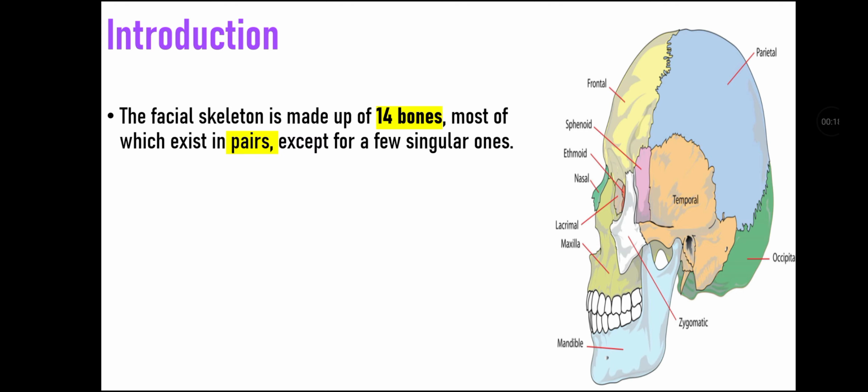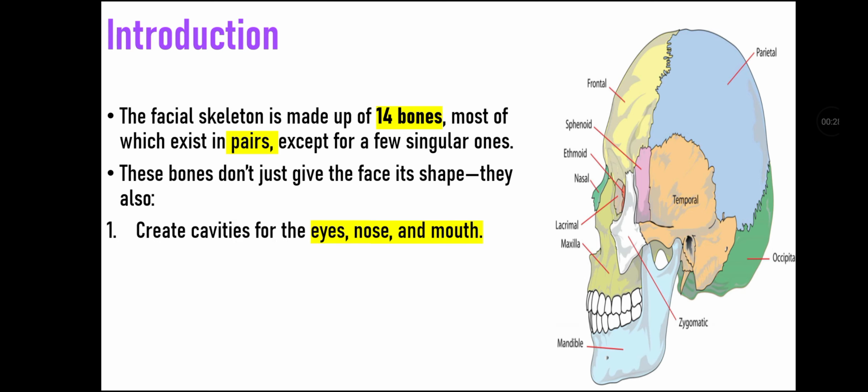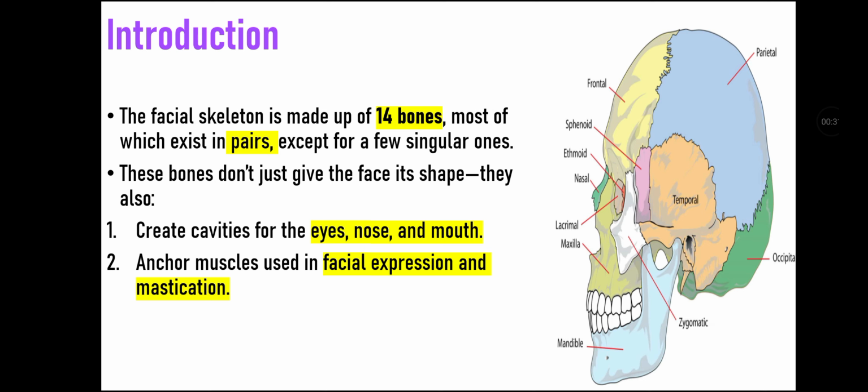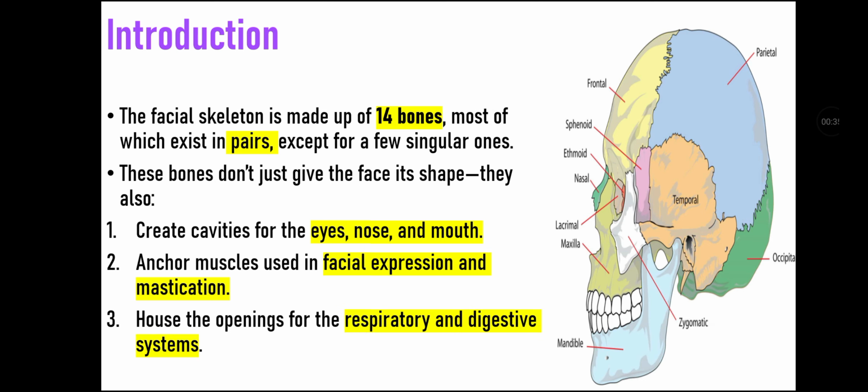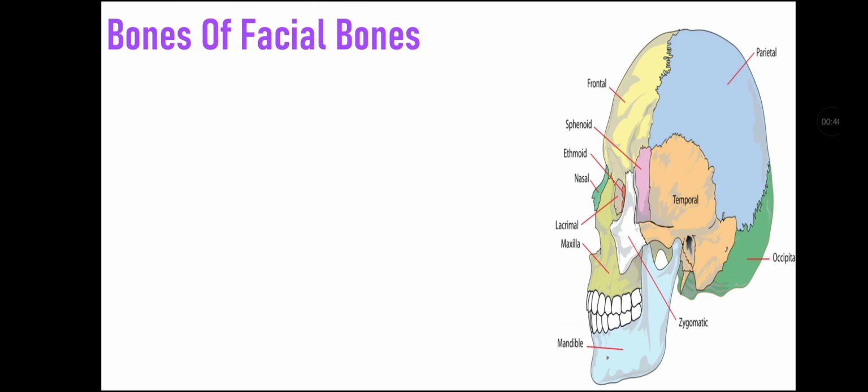Facial skeleton is made up of 14 bones, most of which exist in pairs, except for a few singular ones. These bones don't just give the face its shape, they also create cavities for the eyes, nose, and mouth. They also anchor muscles used in facial expression and mastication, and they also house the opening for respiratory and digestive system.